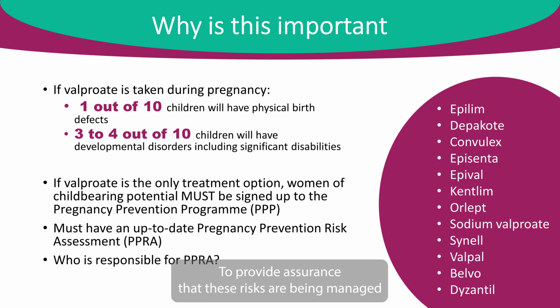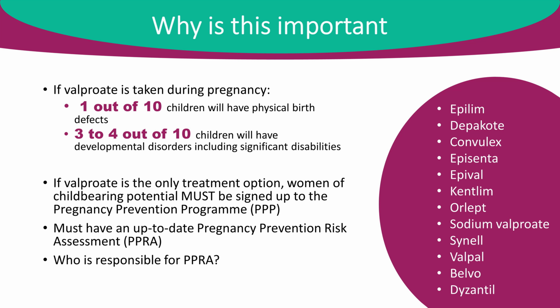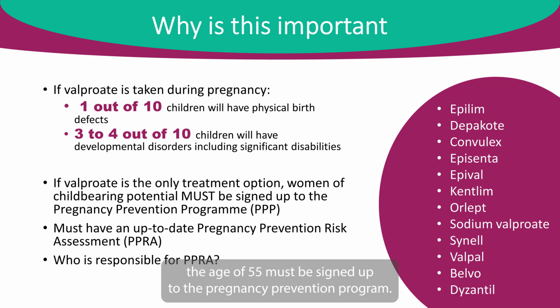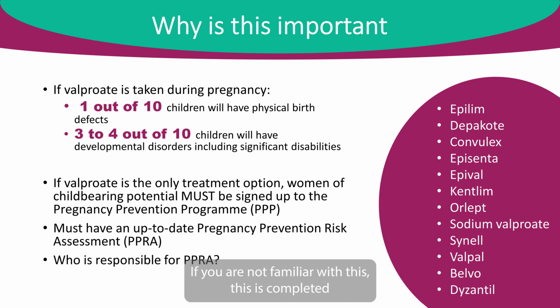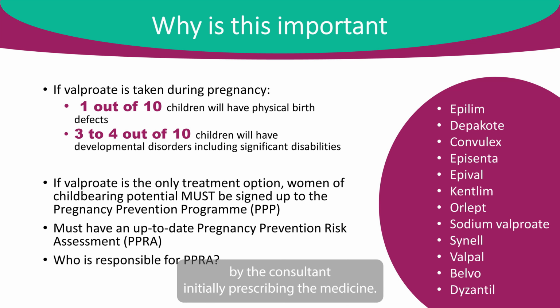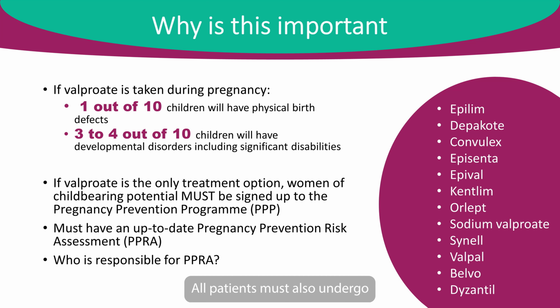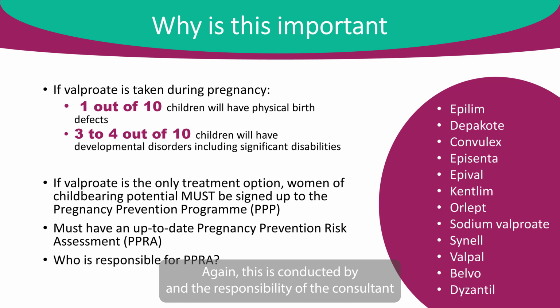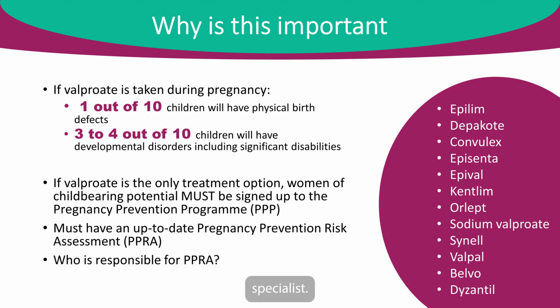To provide assurance that these risks are being managed, all women of childbearing potential, that is from puberty to around the age of 55, must be signed up to the pregnancy prevention program. If you are not familiar with this, it is completed by the consultant initially prescribing the medicine. All patients must also undergo an annual pregnancy prevention risk assessment. Again, this is conducted by and the responsibility of the consultant specialist.